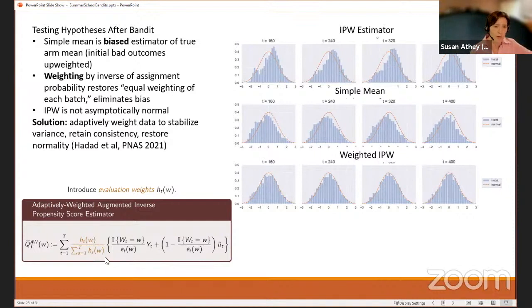But the more important thing is that we introduce what we call evaluation weights. Basically, they put more weight on data at the beginning of the experiment and less weight on data at the end of the experiment for arms that look like they're doing badly. We do this in an adaptive way, but if you can tell that an arm is on the path to getting thrown away, you start upweighting the observations you have now and downweighting future ones.